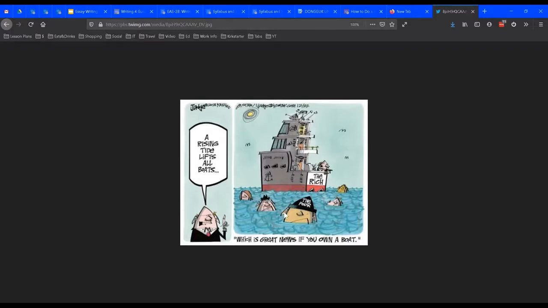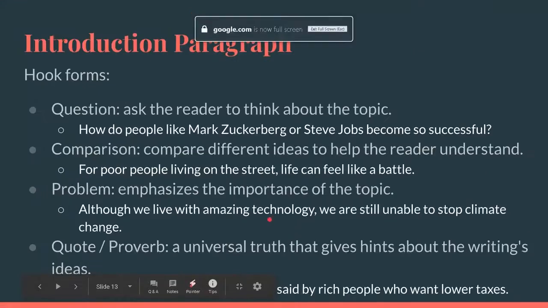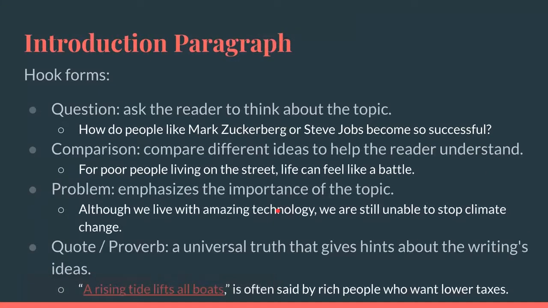And so if you're in a boat, the water is supposed to be the economy. So when the economy goes up, everyone goes up. When the economy goes down, everyone goes down. So that's why these proverbs can be a bit tricky. You kind of have to picture it a little bit. You have to be able to understand it. So anyhow, that's an example of a quote and proverb. I kind of don't recommend using them because they are very tricky.